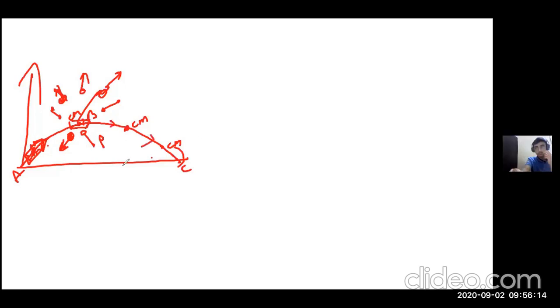Its fragments are scattered in such a way so that its center of mass continues to travel along the same trajectory. Then if you want, you can draw this diagram.